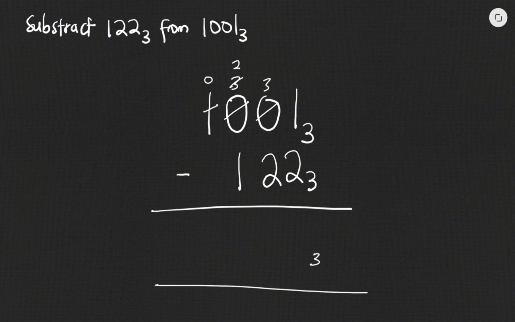And then I need to borrow from the 3 again to this one, so I borrow 1 from here, we are left with 2 here, and that 1 becomes 3, and then the 3 will come here plus the 1 over here, so here becomes 4.